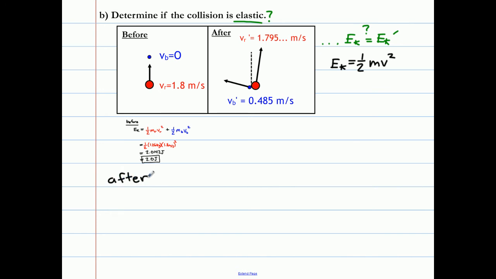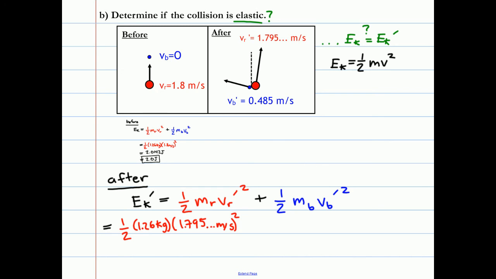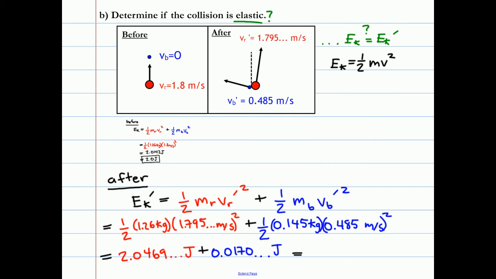So after the collision, the total kinetic energy is again the sum of the kinetic energy of the red ball plus the kinetic energy of the blue ball. Keep in mind we're using different speeds after the collision. So there are the values. That 1.795 is still stored in the calculator. And plug in the values for the blue ball. So then we end up with 2.05 roughly for the red ball and 0.017 for the blue ball.